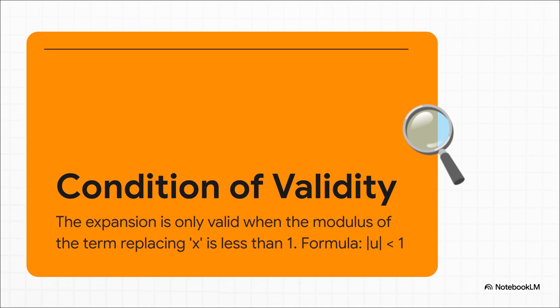That is the magic condition. If that's true, every term in our series will get smaller than the last, and the whole thing will settle on a real, actual number.